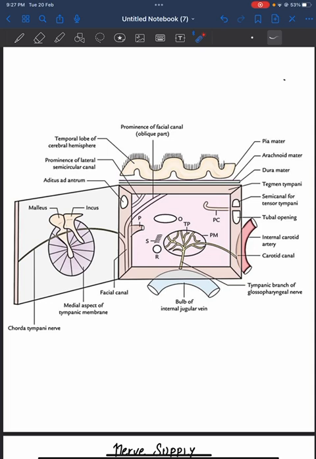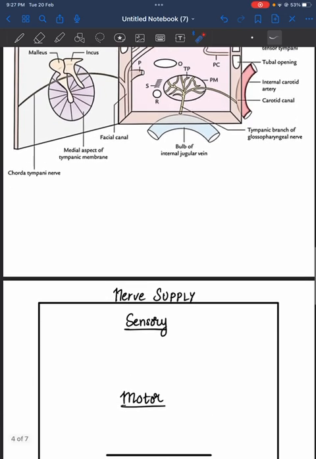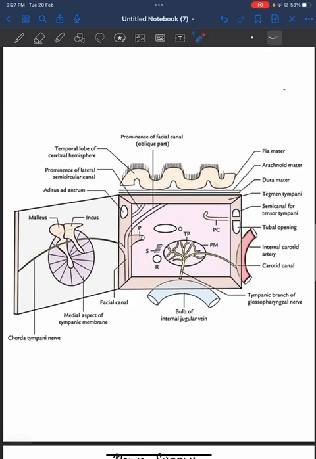Now the superior wall, this is the superior wall, right? You can also call it the petrous part of the temporal bone, which forms the superior wall. Got it? Now this medial wall can also be called the labyrinthine wall. Labyrinthine refers to the inner ear. This inner ear has the bony labyrinth and the membranous labyrinth. That is why I'm calling the medial wall the labyrinthine wall.